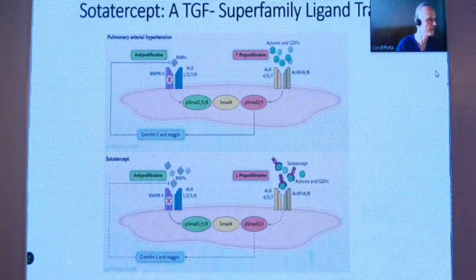In terms of the future of new drugs, sotatercept acts by a different pathway. It works on the TGF-beta superfamily and essentially tries to move from a pro-proliferative balance to an anti-proliferative balance by acting as a ligand trap for activin and GDF to prevent activation of the pathway on the right, which aims to then stimulate activation of the anti-proliferative pathway.